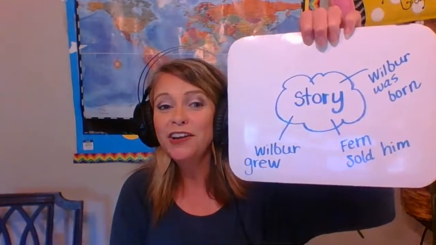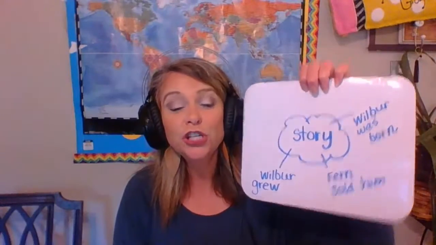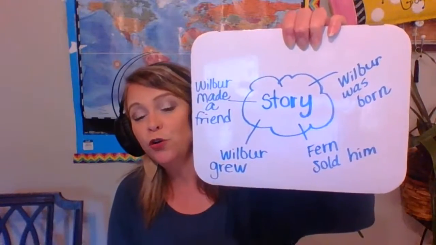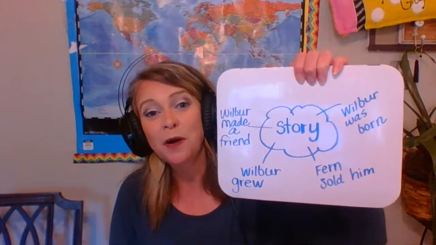Then another part of the story that you would consider to be a main point was that Wilbur grew. Wilbur grew and was fed down in the barnyard. He formed relationships with animals, remember? And he had made friends. But Wilbur made one special friend. Who was that? Charlotte, right? Wilbur made a special friend. That's the next part I want to remember.